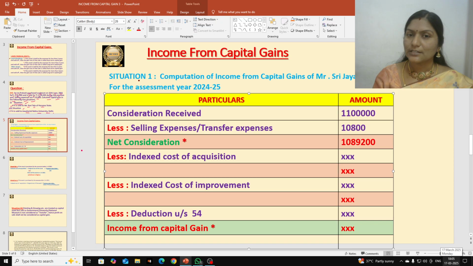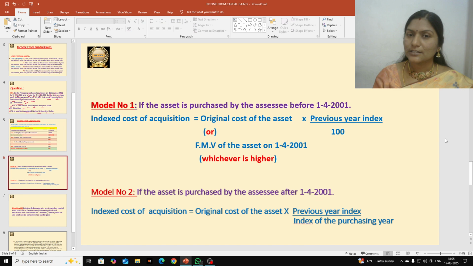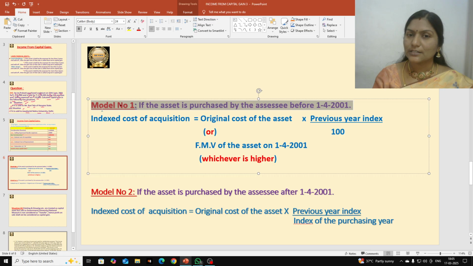Now we deduct indexed cost of acquisition. Do they give indexed cost of acquisition in the question? No, they don't give that. We have to calculate it. How to calculate that? We have to see the formulas. There are two formulas. Model 1: if the asset is purchased by the assessee before 1-4-2001. But here our assessee is purchasing on 25th June 2001, means after April 1st 2001, in the month of June 2001.